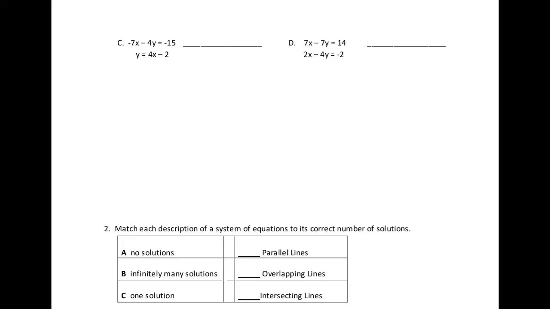We have negative 7x minus 4y equals negative 15. We have y equals 4x minus 2. What method do you think you would use and why? What do you think? Graphing? There's no graph around, so we're not going to graph. Would you use substitution or would you use elimination?